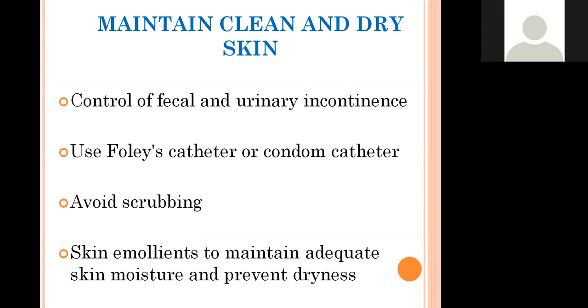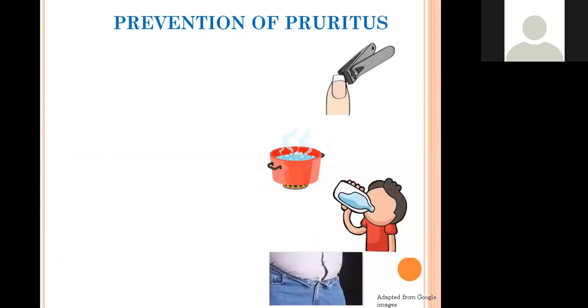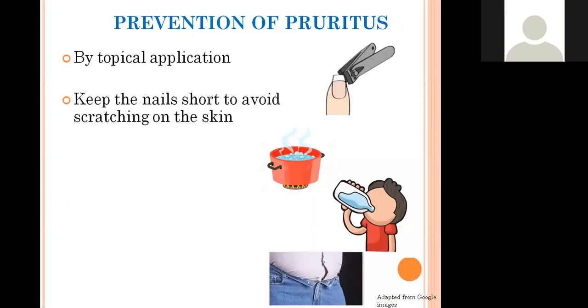So we can maintain clean and dry skin by control of fecal and urinary incontinence, use Foley's catheter or condom catheter, avoid scrubbing, and apply skin emollients to maintain adequate skin moisture and prevent dryness. We also need to encourage fluids and a nourishing diet that is high in protein and vitamins, with additional supplements if needed, and also educate the patient and the family members about the importance of a good nutritious diet as tolerated by the patient.